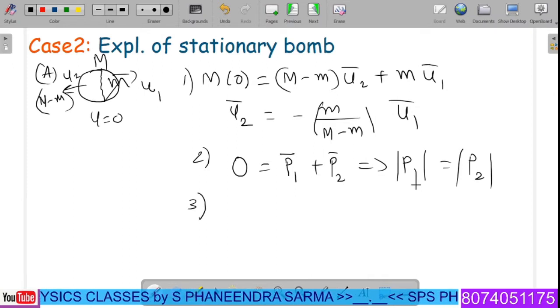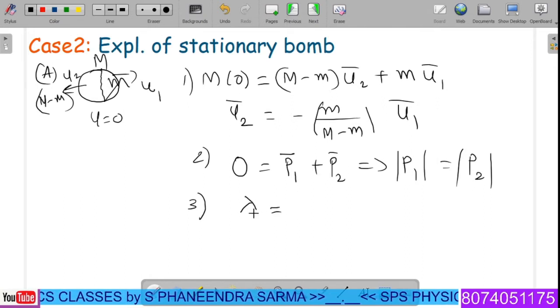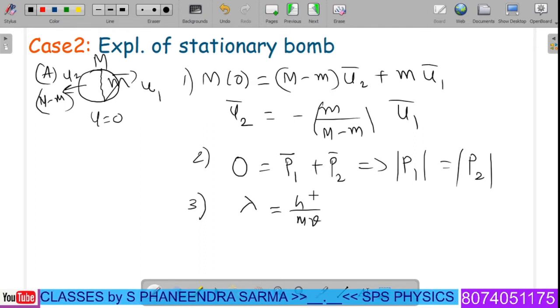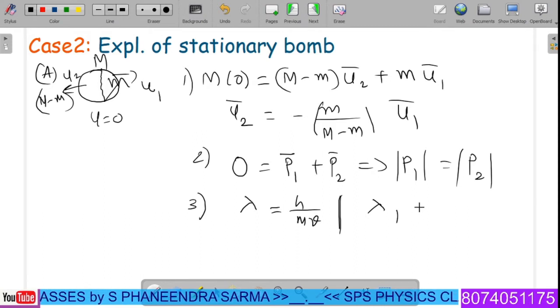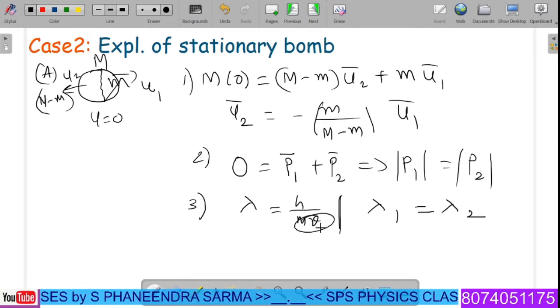Third point. As the linear momentums are equal, the de Broglie wavelength or matter wavelength, lambda, is equal to h by mv. Already we know this formula, de Broglie wavelength. Therefore you can write down lambda 1 is equal to lambda 2, because the momentums in the denominator are the same in this case.